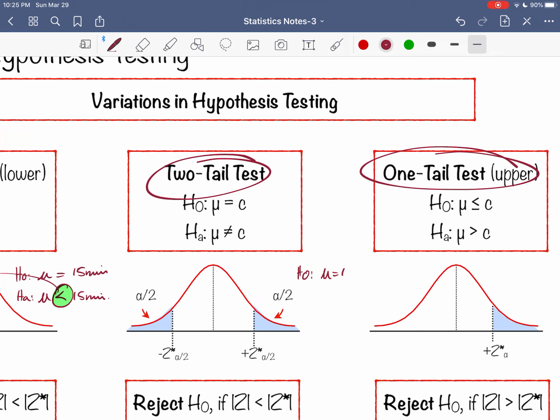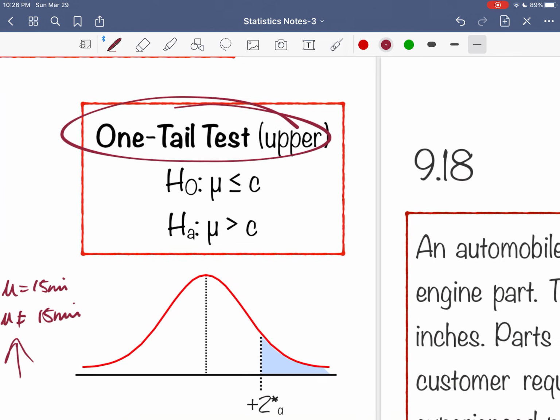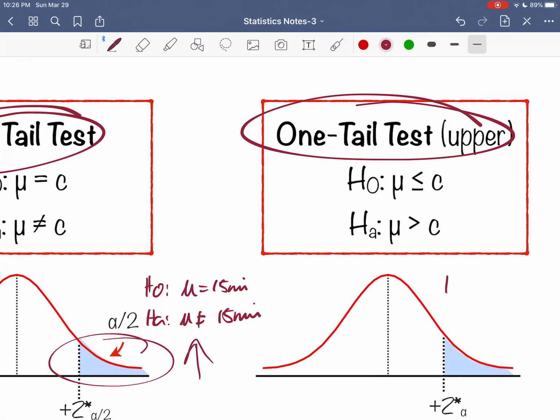And it's 15 minutes, and someone says, no, I don't think that the waiting time is 15 minutes. Now notice the phrase, I don't think it's 15 minutes, doesn't really indicate if that person is claiming it's more than or less than 15 minutes. So essentially what that person is saying is that the waiting time is not 15 minutes. When that comes up, that's a two-tailed test. So you want to test on both sides of the distribution.